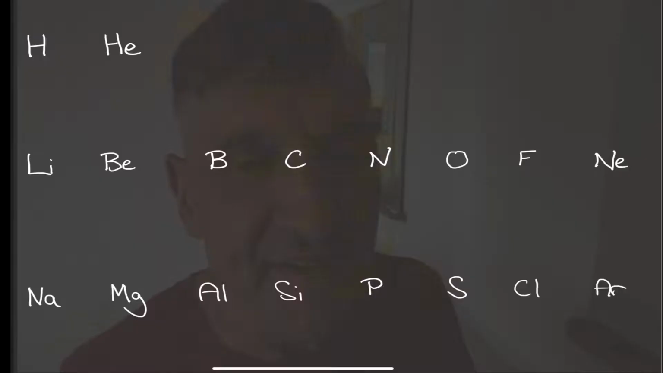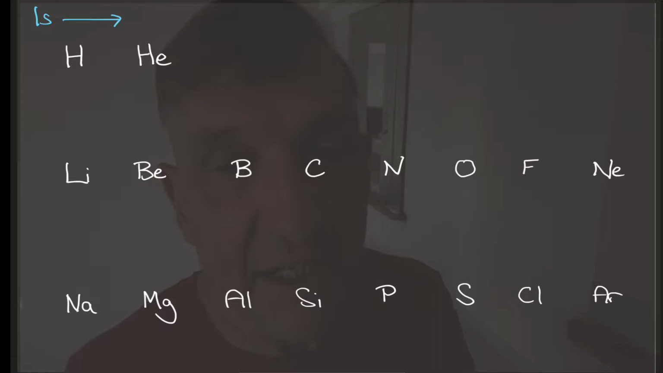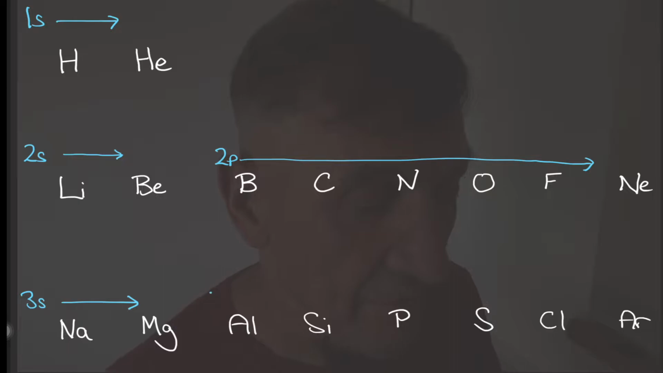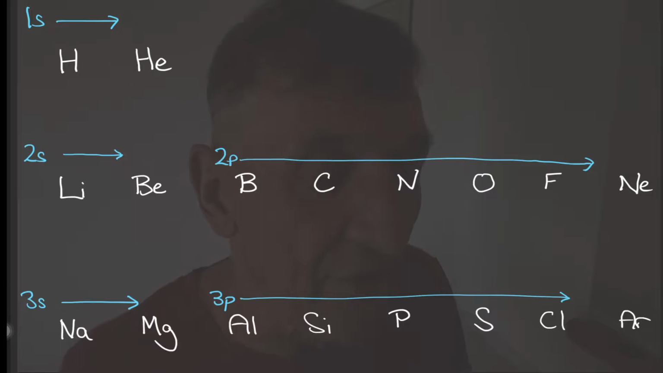Why is the first row the first row? Because in it, we fill up the 1s level. Hydrogen is 1s1, helium is 1s2. In the second row, we fill up the 2s level, and then we fill up the 2p level. In the third row, we fill up the 3s level, and then the 3p level.